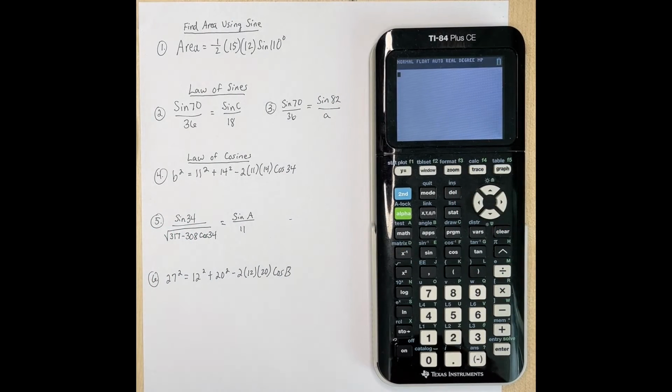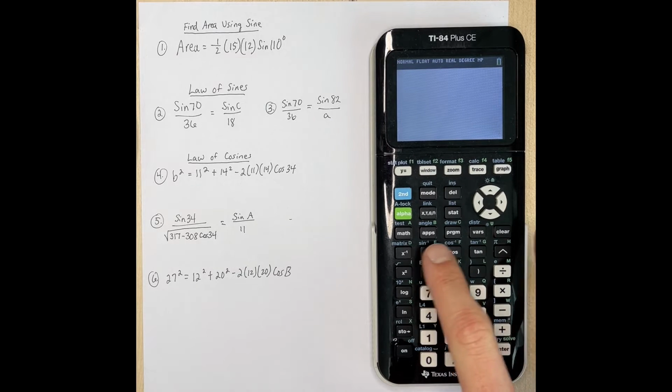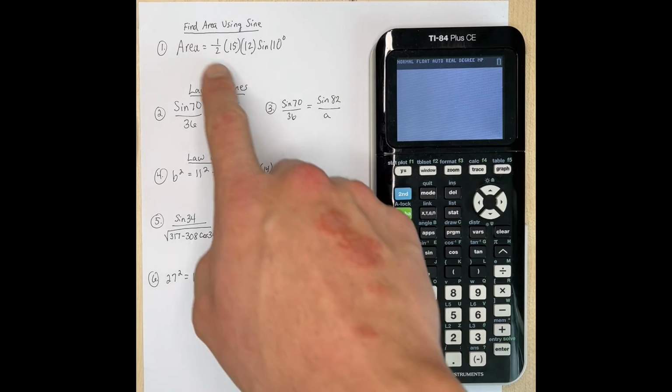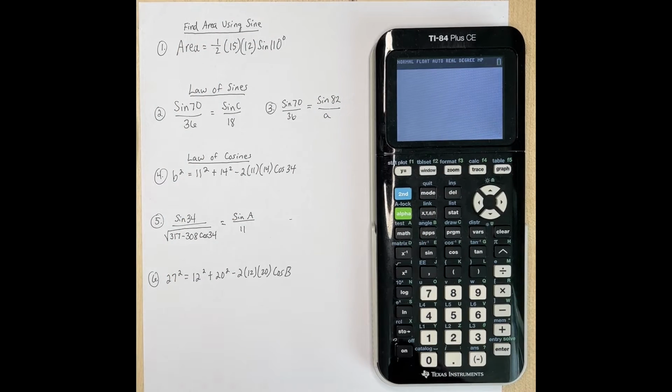Hello everybody, in this video on the TI-84 Plus CE, we're going to talk about how to use some of the trig buttons on our calculator, so sine, cosine, and tangent, and specifically we're going to use sine, cosine, and inverse sine and cosine here today. So we're going to talk about how to use the calculator when we're finding the area using sine, the law of sines, and the law of cosines.